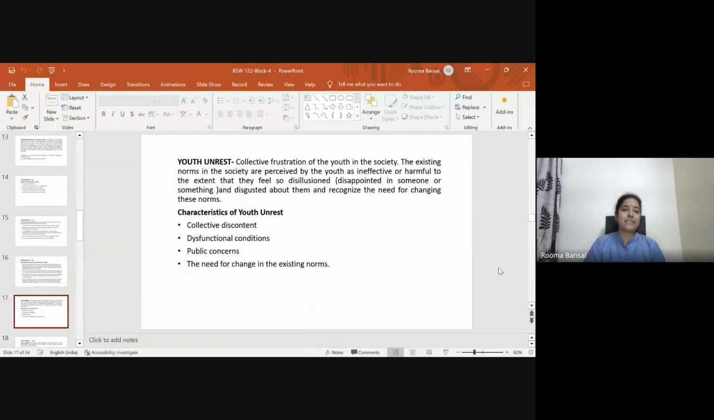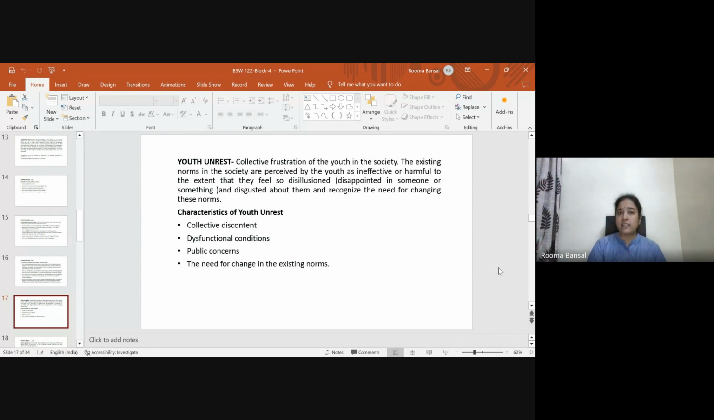Our next major social problem is youth unrest. Basically, the meaning of youth unrest is collective frustration of the youth in the society. The existing norms in the society are perceived by the youth as ineffective or harmful to the extent that they feel so disillusioned, disappointed, or disgusted about them and recognize the need for changing these norms. Here, we can take the example of the education system also. We can take the problem of unemployment also.